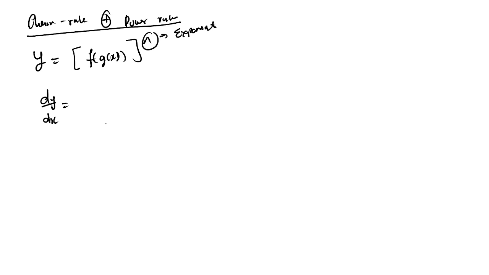So first things first, you're going to take the derivative using the power rule. So you're going to have n, you take the n, you multiply the whole function, and then you keep the inside function, which is f of g of x. You keep the whole inside function, and then from the exponent you subtract 1, and then you multiply by the derivative of the inside function, which is going to be what? f prime of g of x multiplied by g prime of x. This is how you solve.